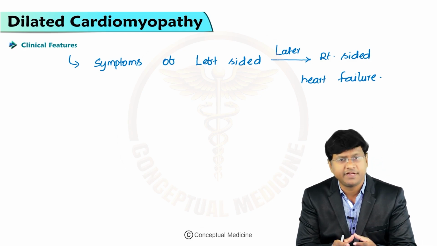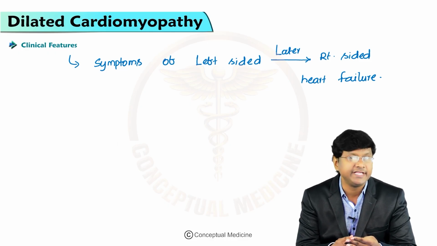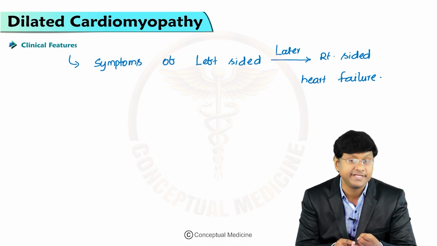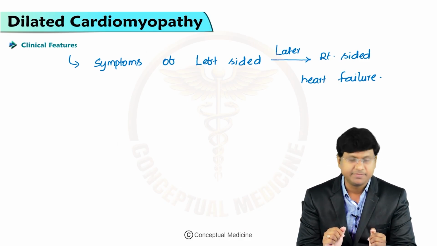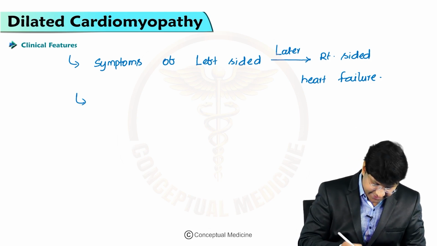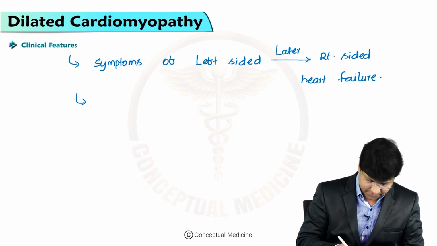And what will be the features of left-sided heart failure? They will have paroxysmal nocturnal dyspnea, orthopnea, dyspnea on exertion, and fatigue. That will be the left-sided failure manifestation. And what will be the right-sided failure manifestation? There will be raised JVP, tender hepatomegaly, pedal edema, and then ascites. These will be the manifestations of right-sided heart failure. Then, in these patients with dilated cardiomyopathy, sudden death is common.